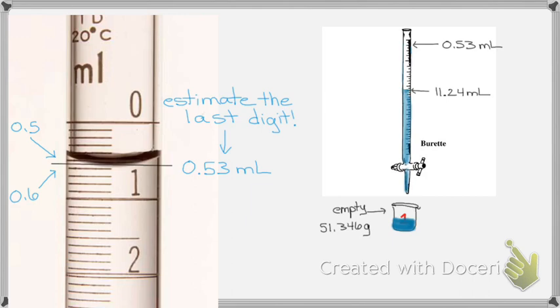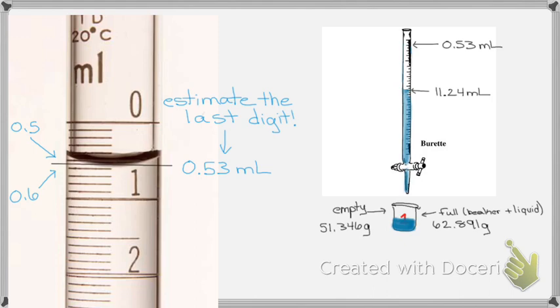Last piece of data that you need to calculate the density of the liquid in this beaker is the mass of the full beaker. So the beaker and the liquid inside it is going to weigh 62.891 grams. That's all the data that you need to calculate the density of beaker number 1.